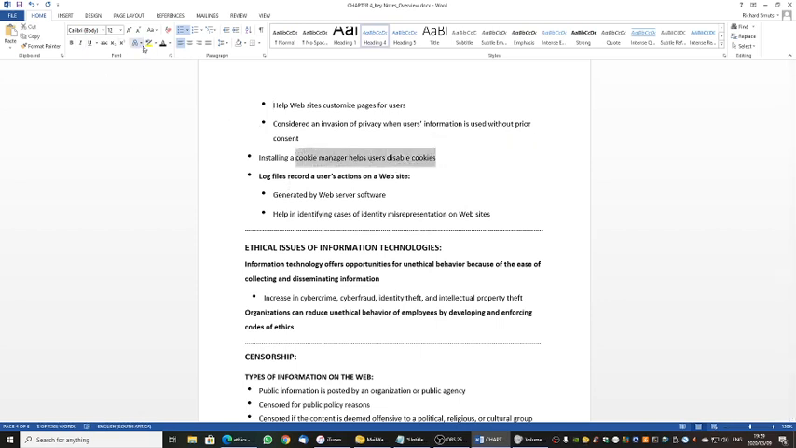You can disable them on a web browser. You can switch them off if you do not wish to use them. If you are concerned about your privacy on the internet, you can do that.